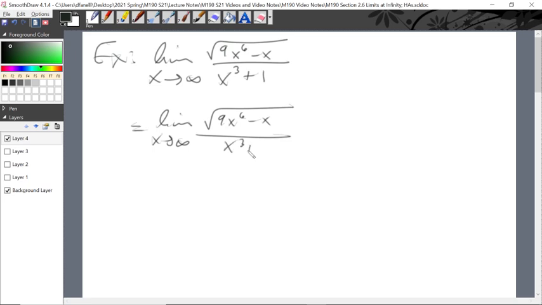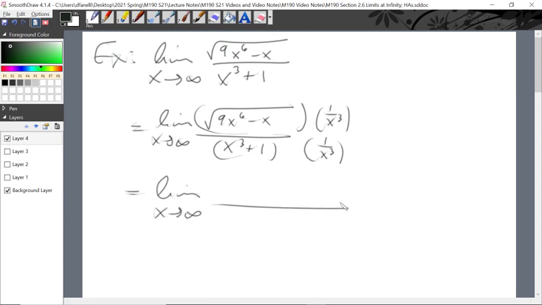All right, so we'll set it up like we did in the previous exercises. So we have 1 over x cubed on top, and we have 1 over x cubed on the bottom as well. Okay, so now notice what's going to happen in the numerator. In the numerator, we're going to have a square root of 9x to the 6th minus x, and that's going to be over x cubed. But how do we get the x cubed inside of the square root? Because then we can take the ratio of each of these terms over the x cubed.